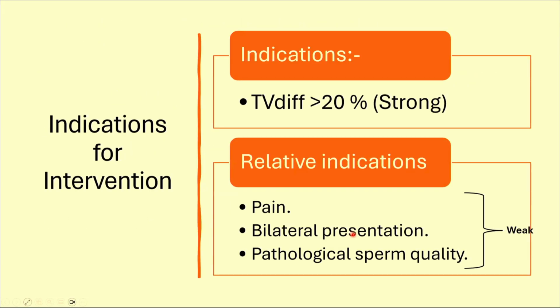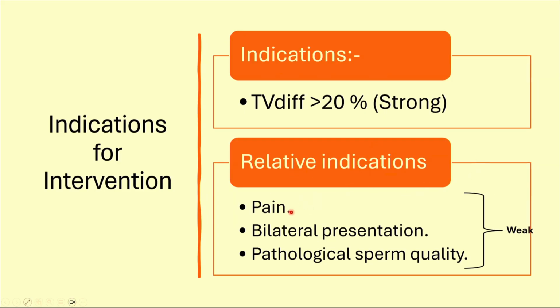Now let's talk about the indications for intervention. At least as per the European guidelines of 2025, the absolute indication is a total volume difference of more than 20%, confirmed by 2 more readings 6 months apart. So basically, if today you have a patient in your clinic with a 20% volume difference, you follow him up for 1 year, and you see him twice with ultrasound, just to make sure this 20% is actually persistent. The relative indication is pain.